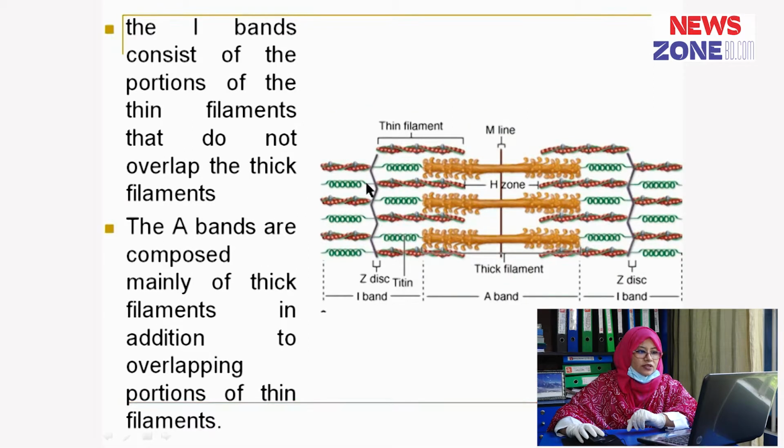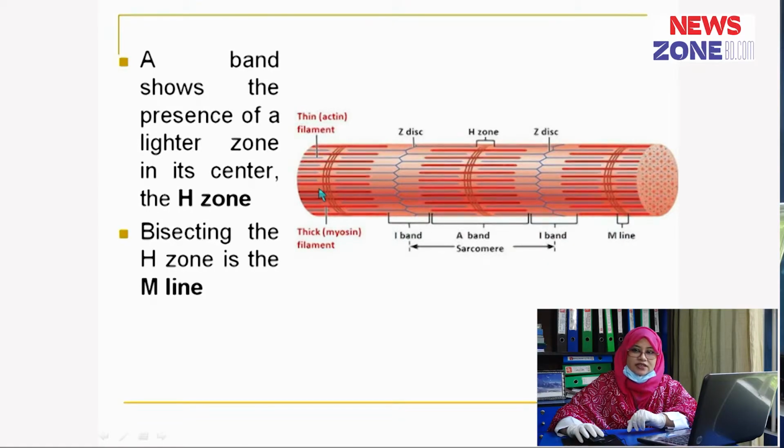The I bands consist of the portion of the thin filaments that do not overlap the thick filaments, and the A band is composed mainly of thick filaments and in addition the overlapping thin filaments. A band shows the presence of a lighter zone in its center that is known as the H zone, and this H zone is bisected by a line that is known as M line.